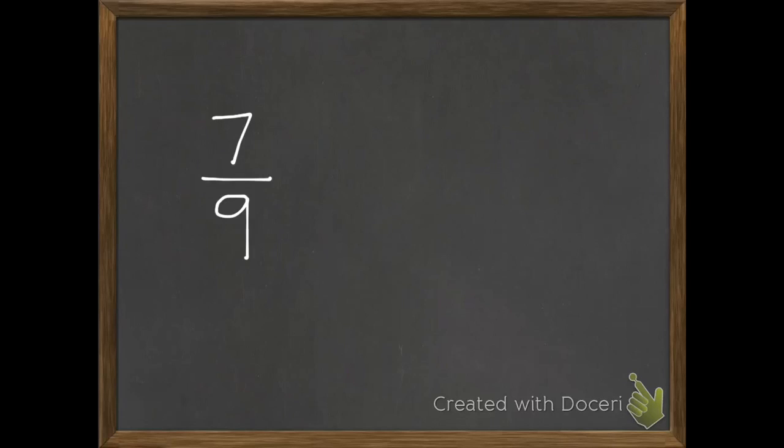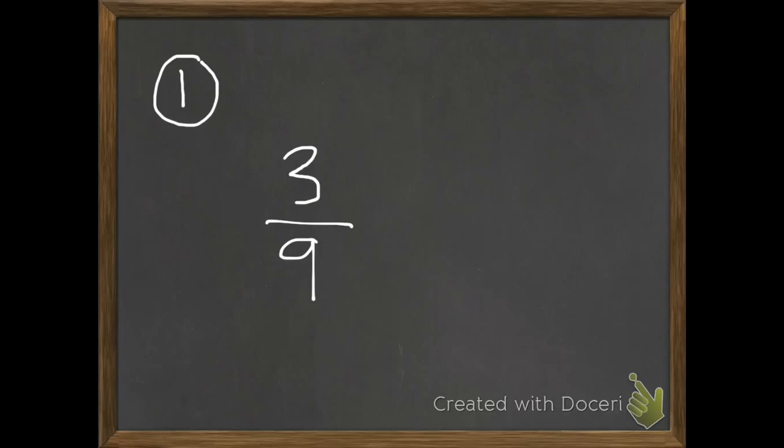Okay, I did a few extra examples today. Here's our last one. We have 7/9. So our factors of 7 are just 1 and 7. I can't divide 9 by 7, so 7/9 is in simplest form.